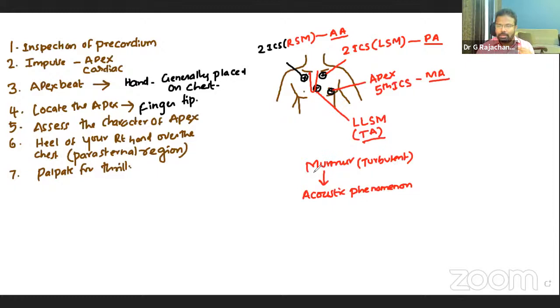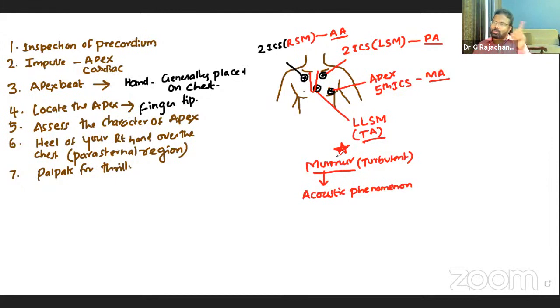But if the murmur is highly intensified, that means murmur has an intensity. There are 5 grades of intensity of the murmur. Anything above grade 3, naturally that murmur will be very intensified. And now what will happen? It will be associated with a thrill. That means murmur is associated with a thrill.